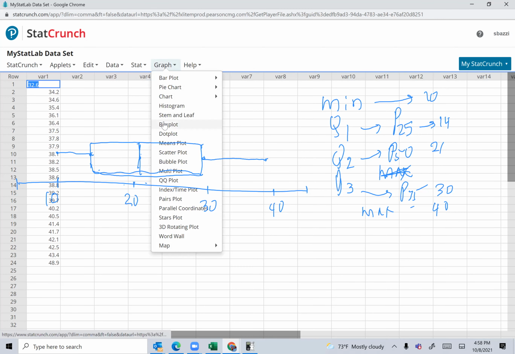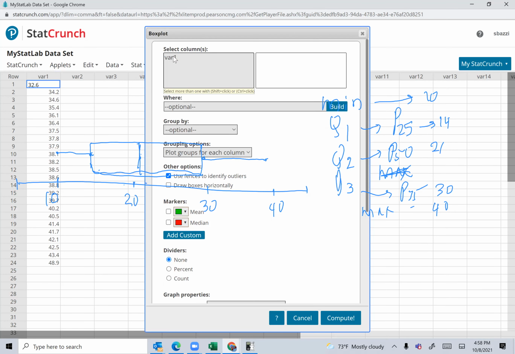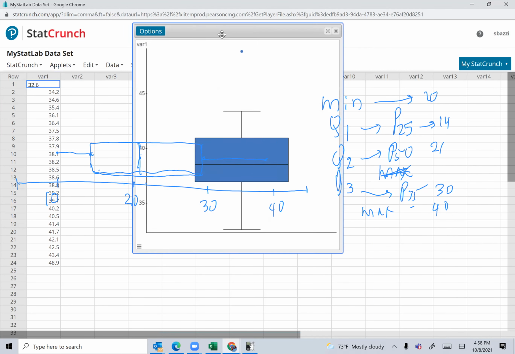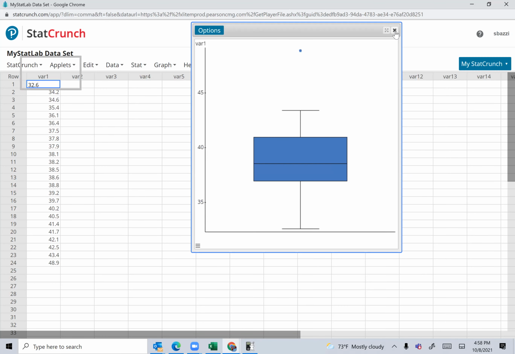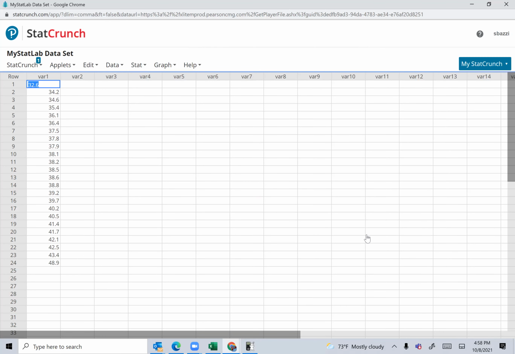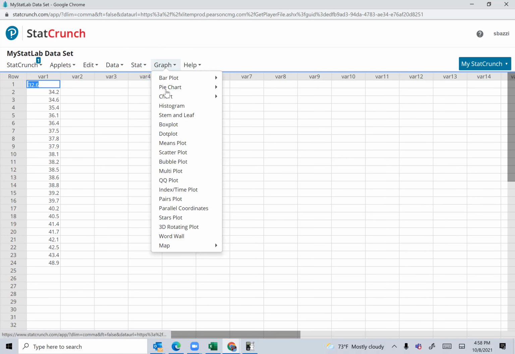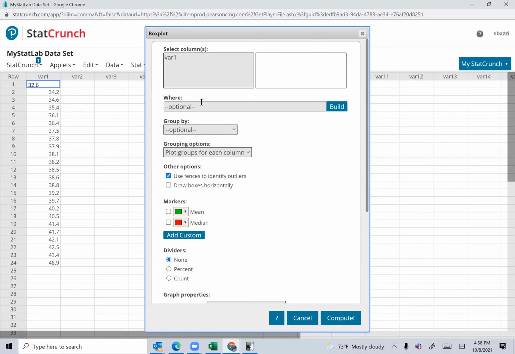Graph. You see where it says box plot, click on it, variable, compute, and here's the box. It's vertical. I'm gonna make it horizontal just to show you exactly what I did. So let me just change this. So graph, box plot, draw boxes horizontally, look guys. Select, you have to select the variable always.